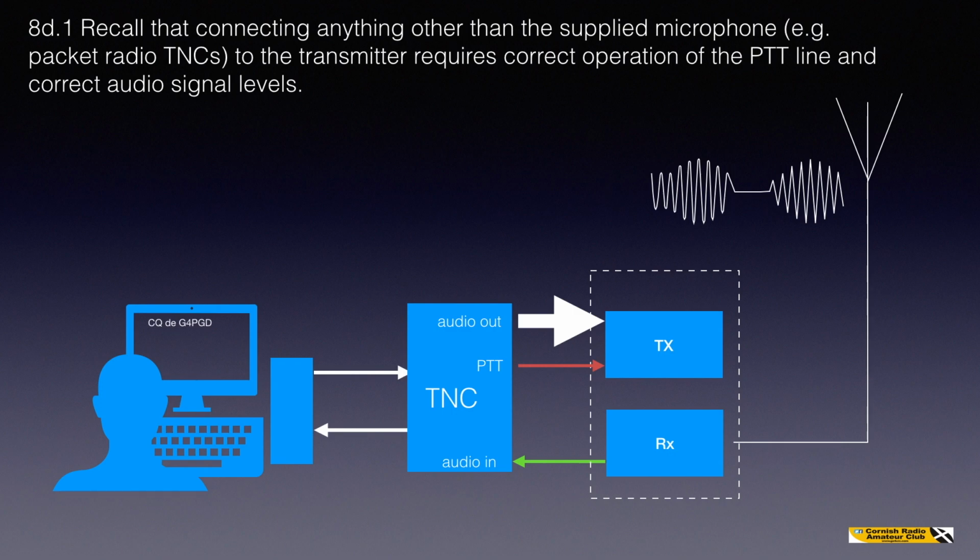So there are 2 points to take away here for your exam. The PTT line is no longer controlled by your thumb pressing a button on a microphone, and has to be automatically controlled by the TNC when it's got data that it needs to send. So that's the PTT line, and the audio out needs to be at the correct level so that you don't over-modulate the transmitter.